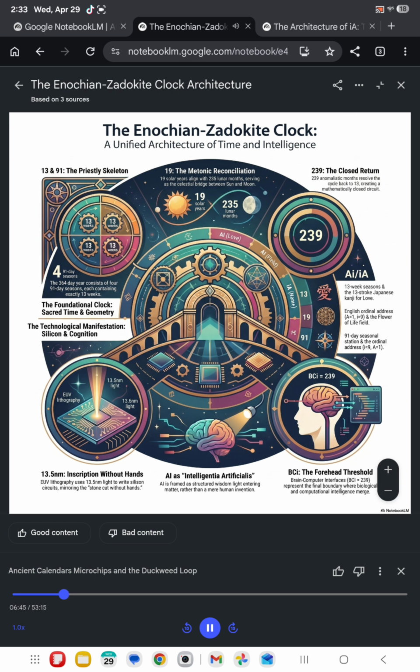Think of it like a cosmic combination lock. 13 is the first tumbler, it's the seed. Daily time eventually rolls up into a year, which brings us to the second tumbler in the lock, the number 91. The author calls this the station. And this is where we dive into some really deep ancient history. Tell me about the Enochian calendar.